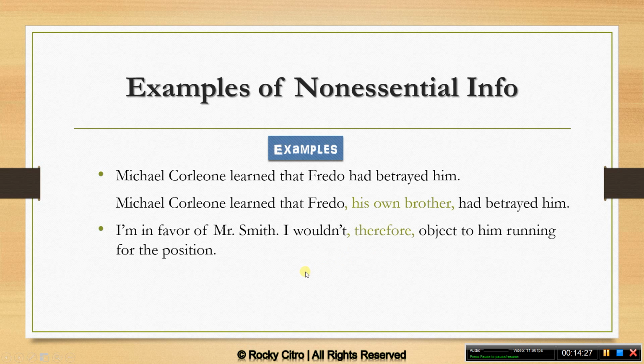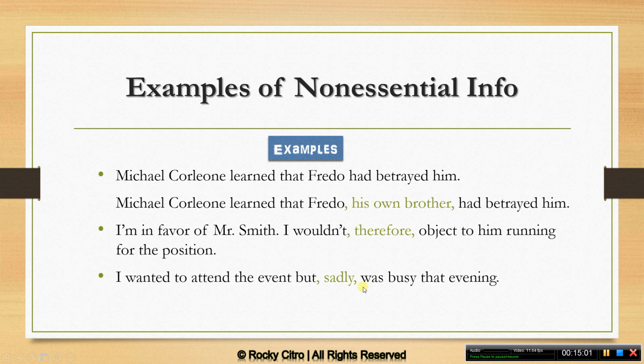Another example. I'm in favor of Mr. Smith. I wouldn't, therefore, object to him running for the position. Sometimes you'll see this with "therefore," "however." Sometimes you see an adverb kind of stuck in, and again, the common theme is we're adding something in, a word or a phrase, that's not essential to the main meaning. Can we take this out? I wouldn't object to him running for the position. Yeah, it's the same fundamental meaning. We just added a little transition or effect here. In this case, probably it's more emphasis.